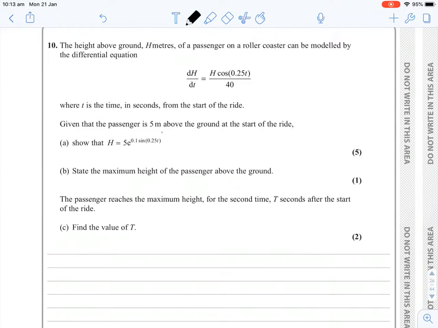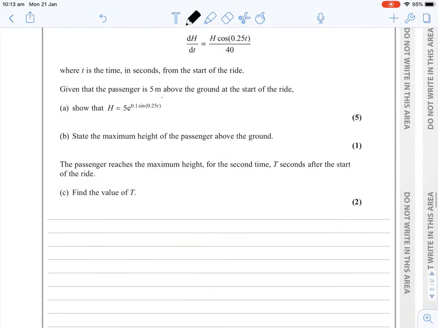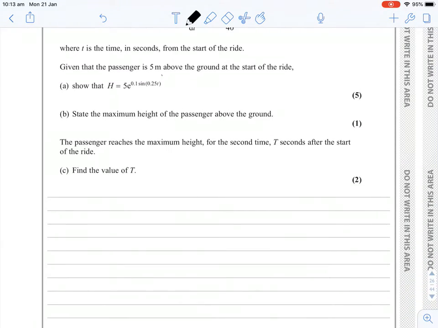Question 10. The height above the ground h meters of a passenger on a roller coaster can be modelled by the differential equation dh/dt is h cos 0.25t all over 40, where t is the time in seconds from the start of the ride. Given that the passenger is 5 meters above the ground at the start of the ride, show that h is equal to 5e to the 0.1 sin(0.25t).